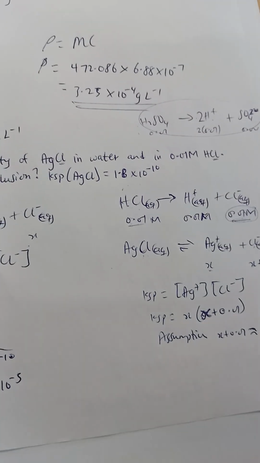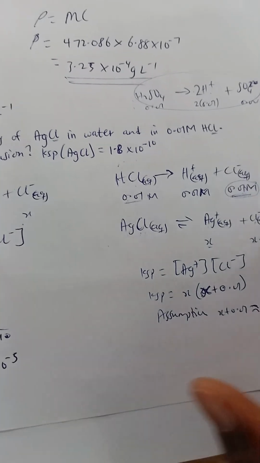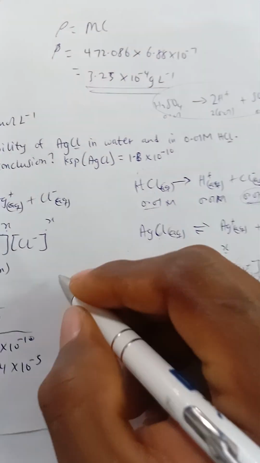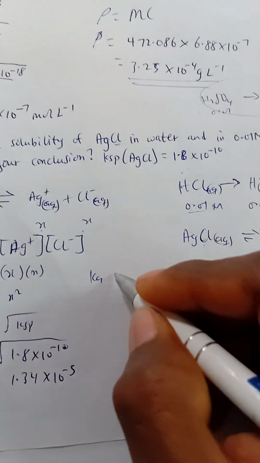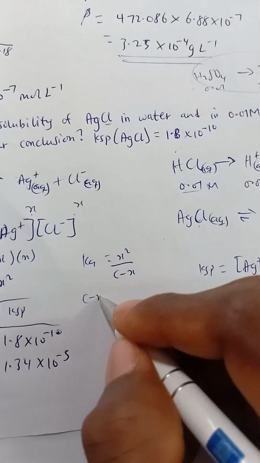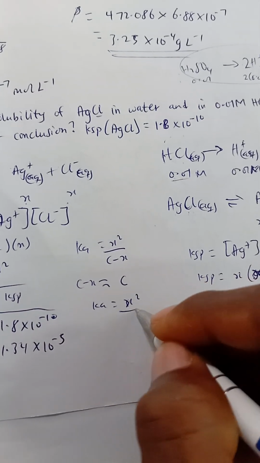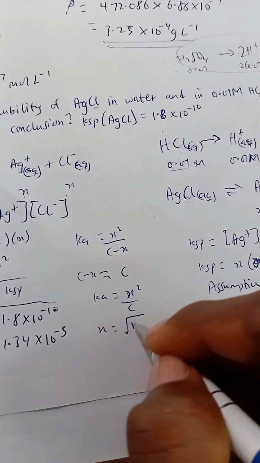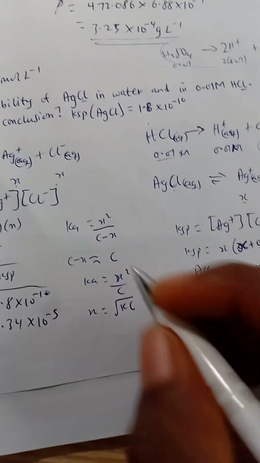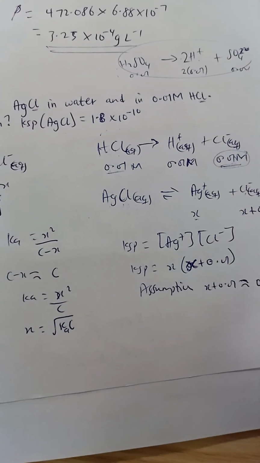Just like how we do calculations for weak acids and weak bases, the pH. We said that the acid dissociation constant Ka equals x squared over C minus x. And we assume that C minus x is approximately equal to C, and that Ka was equal to x squared over C, and x was equal to square root of KaC. So that is the kind of assumption we are doing over here.